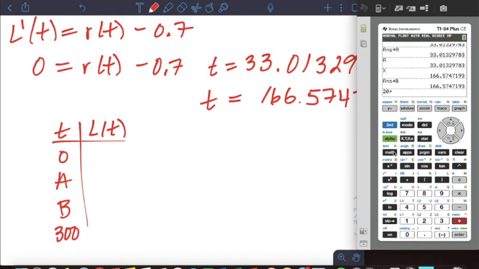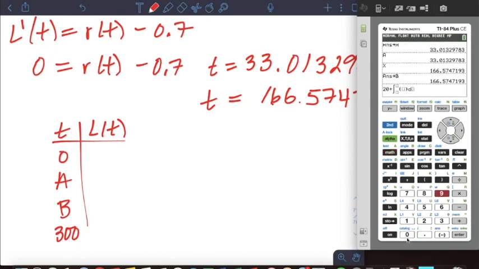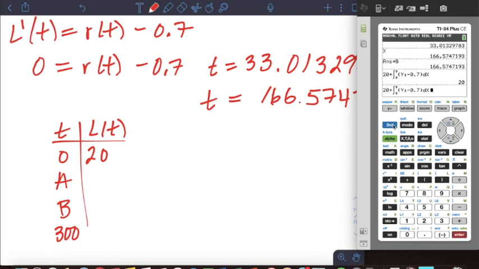So 20 plus the integral from 0, and this one goes from 0 to 0, of r of t minus 0.7 dx. So I got 20, which is good because it told me in the beginning of the problem that at time t equals 0, there were 20 people in the line. If I got a number that was different, then I may want to check that because I may have done something wrong. I can go up and copy the same equation, except this time, instead of 0 at the top, I'm going to put an A.